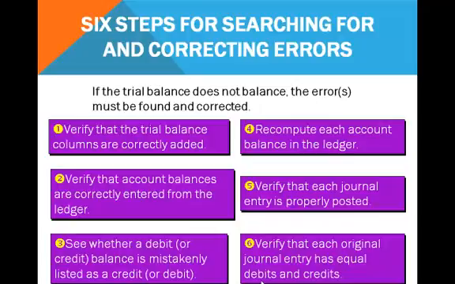All right, you want to make sure you got them in the right column, particularly when you're going to the trial balance from the ledger or going to the ledger from the journal. Number 4, if you need to, recompute every account balance in the ledger. Number 5, verify that each journal entry is properly posted. So we're going all the way back to the journal and making sure that we went from the journal to the ledger appropriately. And number 6, verify that each original journal entry has equal debits and credits. You're sort of going further and further back looking for the error.